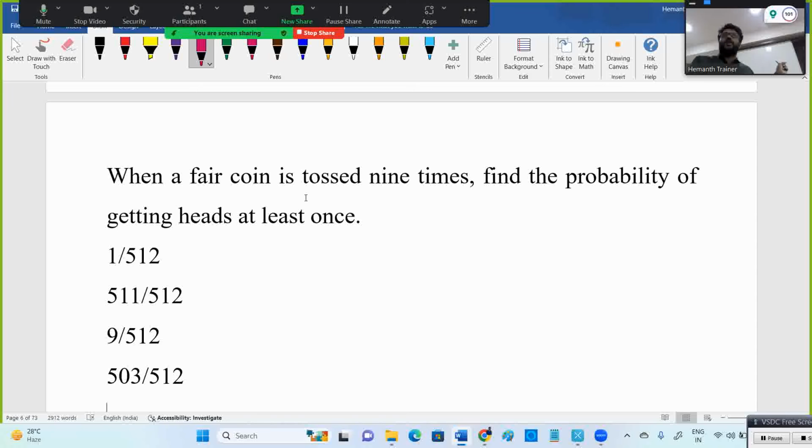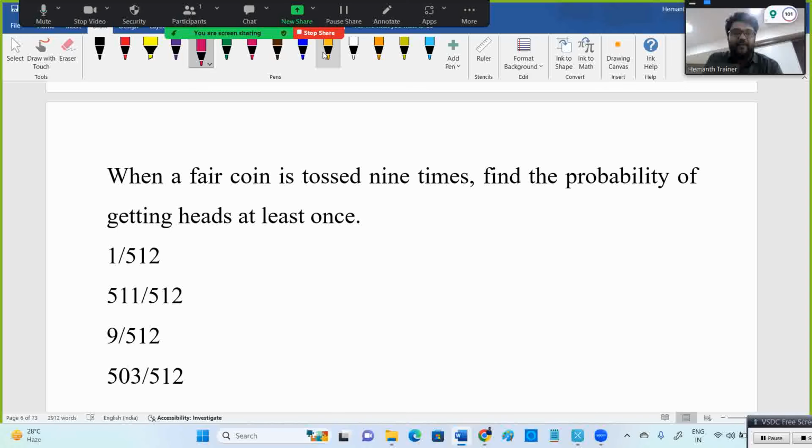Here 2 power 9 is the total, because it's like tossing 9 coins. You can treat this question as tossing one coin 9 times or tossing nine coins at a time. First one 2, second one 2, third one 2, fourth one 2, all multiplication, not addition. Not 18, but 2 power 9. That's why the denominator 512 is given. Every option has denominator 512 because of the total.